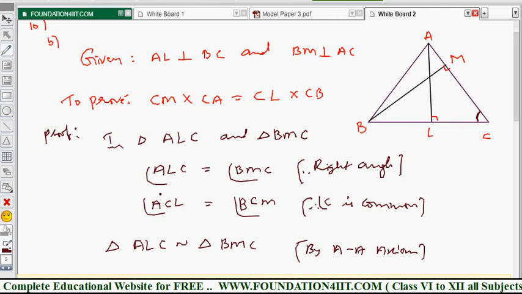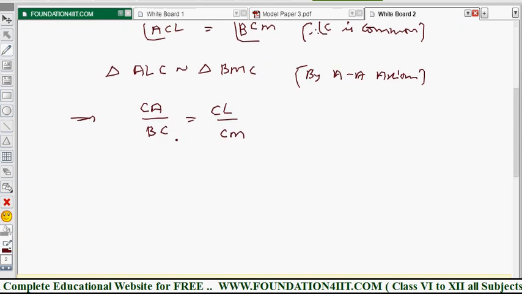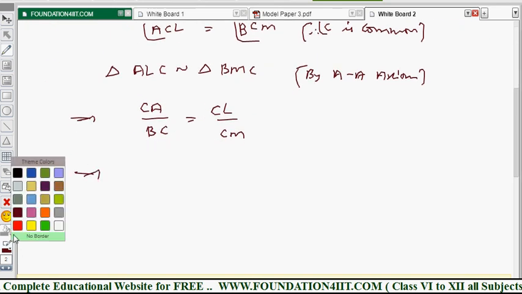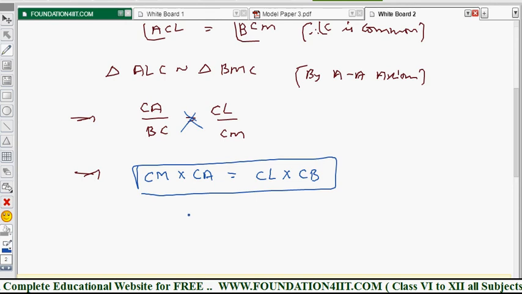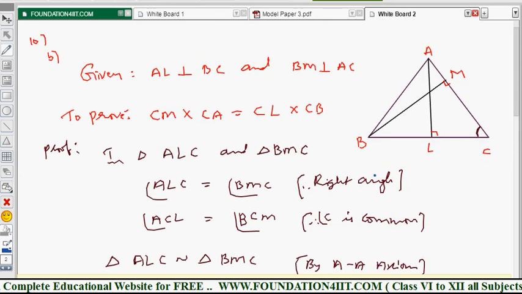So just one more side. Corresponding sides are in the same ratio. Just by using this we can find out what is required to prove. That is, do cross multiplication. CM into CA is equal to CL into CB. Yes, this is only what we need to prove. Hence proved. Right, it's simple. Just prove the triangles are similar and use the corresponding sides in the same ratio property to prove the required thing.